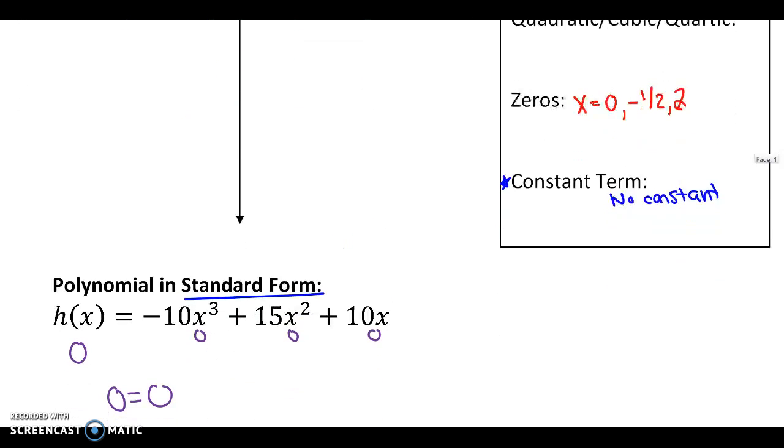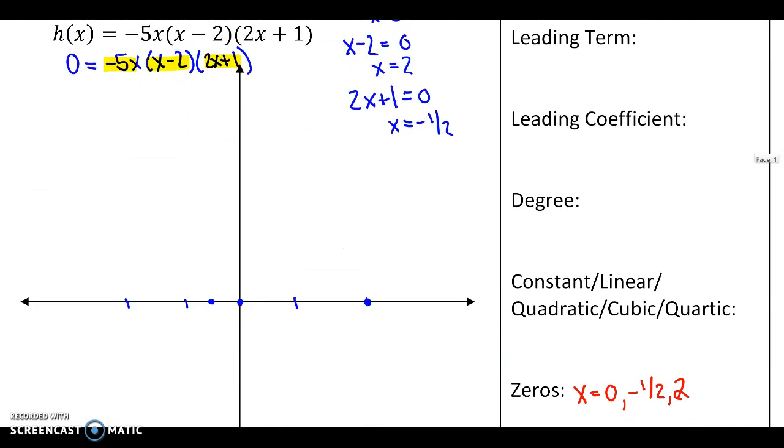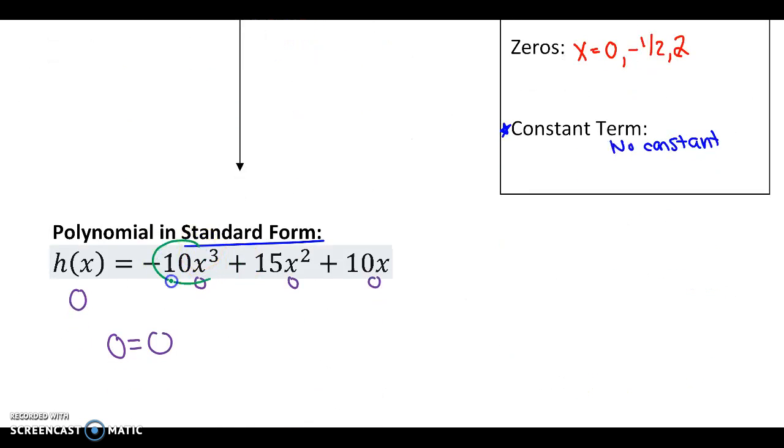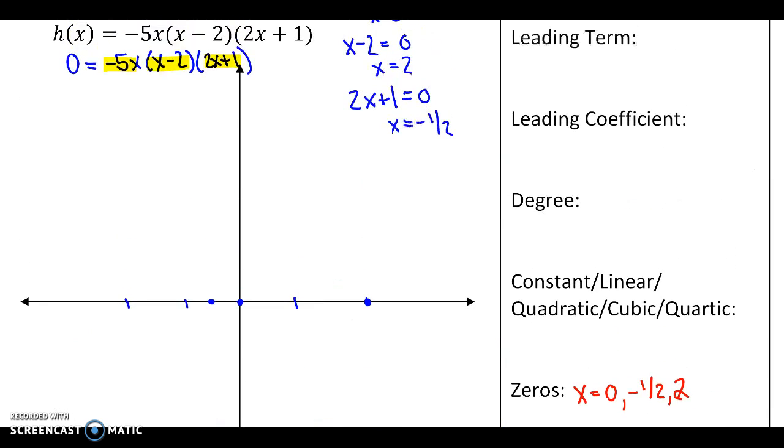Okay, so we know our y-intercept, our x-intercept. I've asked you these other terms, so let's talk about that, and we'll talk about why you need to know that. So first of all, leading term. A term is one of the members of the polynomial separated by addition or subtraction. So these are all terms. And the leading term is the term with the highest degree.